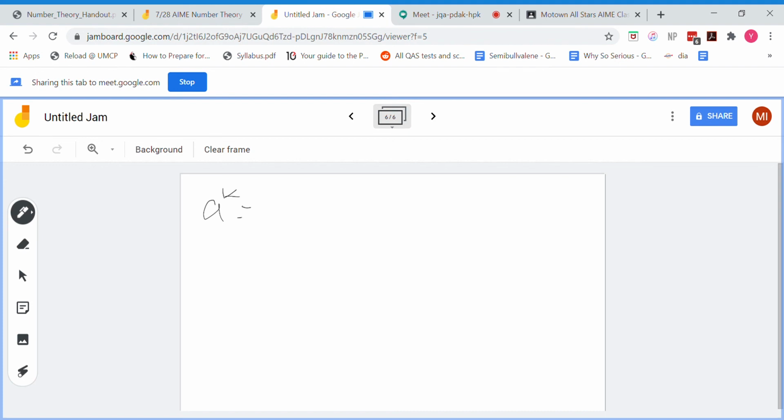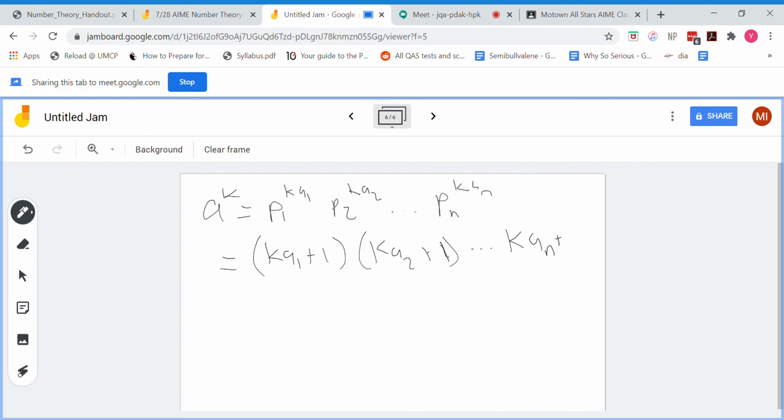So a to the k equals p1 to the power of k times a1, p2 to the power of k times a2, all the way to pn to the power of k times an. So what is the number of factors? It's (k a1 plus 1) times (k a2 plus 1), all the way to (k an plus 1). Okay, so is there anything we noticed here? So this equals n.